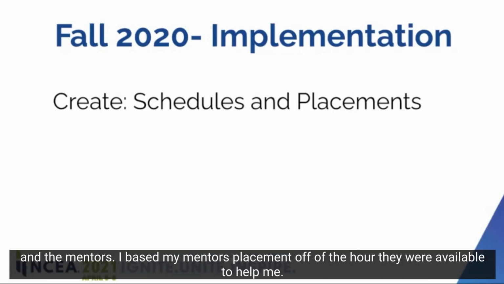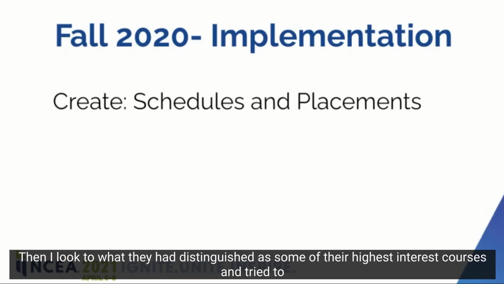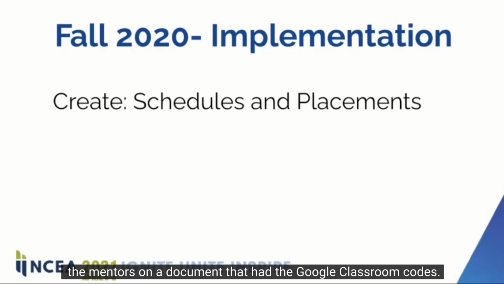I based my mentors' placement off of the hour they were available to help me. So the peer mentor course was an hour of their day, just like any of their other courses. And then I looked to what they had distinguished as some of their highest interest courses and tried to link them that way. I also had to get teacher information for the courses, and I provided this to the mentors on a document that had the Google Classroom codes.